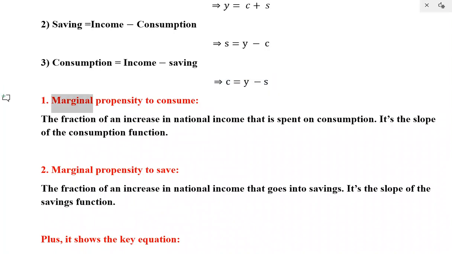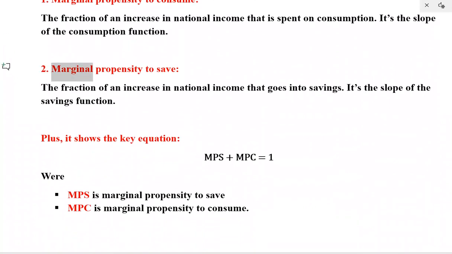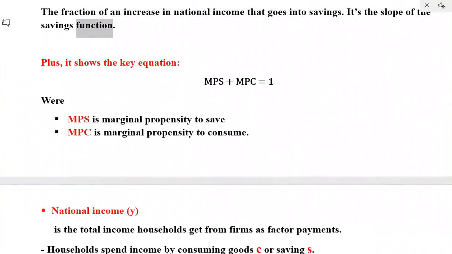1. Marginal propensity to consume. The fraction of an increase in national income that is spent on consumption. It's the slope of the consumption function. 2. Marginal propensity to save. The fraction of an increase in national income that goes into savings. It's the slope of the savings function.